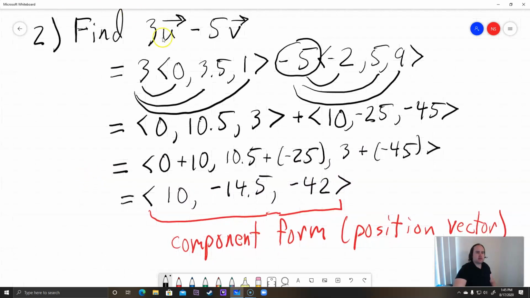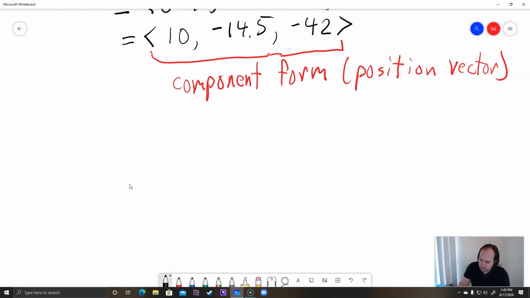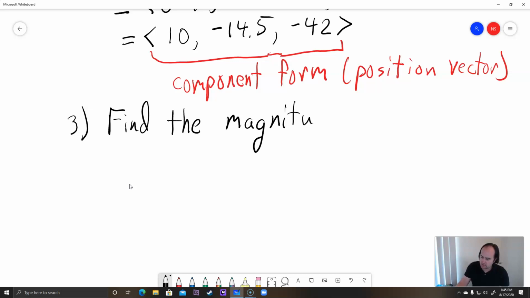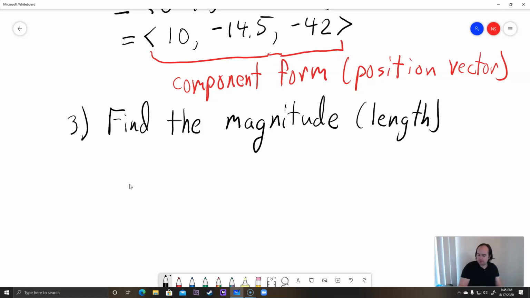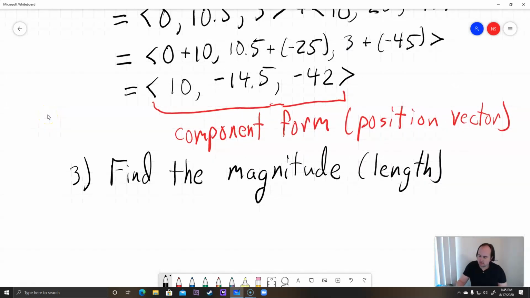So for number 3, let's actually find the length of this vector that we just determined. So let's find the length of 3u minus 5v. And in the book, sometimes they call length magnitude. So problem number 3 here is find the magnitude, which is the same as the length. I'll write length in parentheses. Find the magnitude of 3u minus 5v.